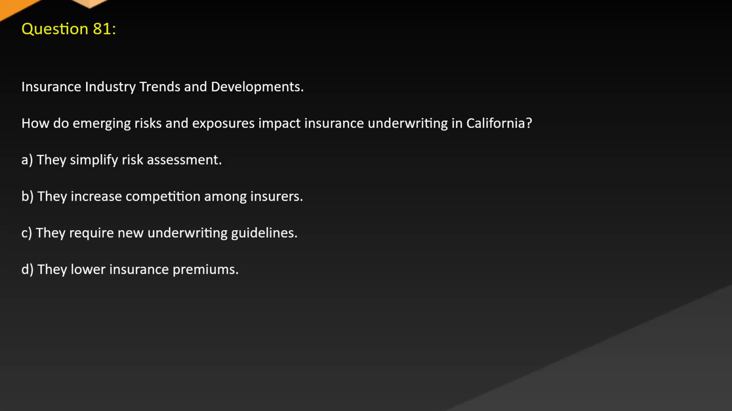How do emerging risks and exposures impact insurance underwriting in California? A. They simplify risk assessment. B. They increase competition among insurers. C. They require new underwriting guidelines. D. They lower insurance premiums.